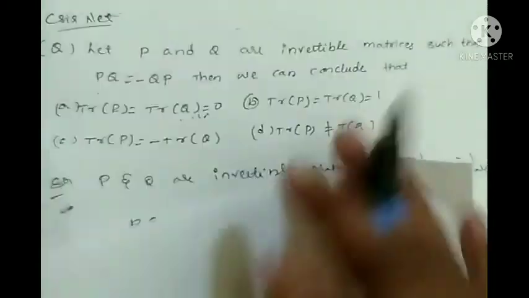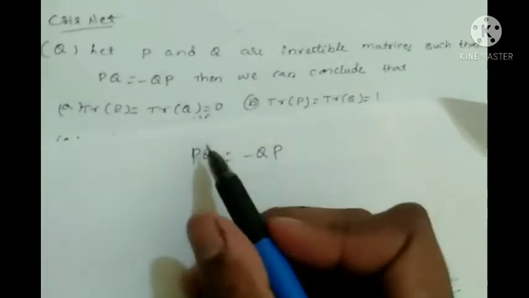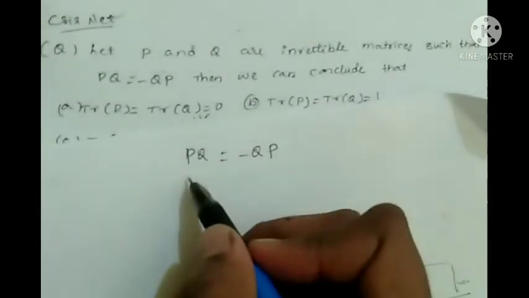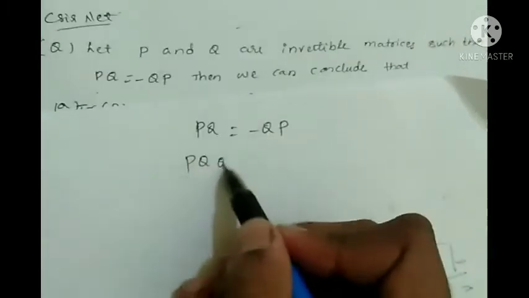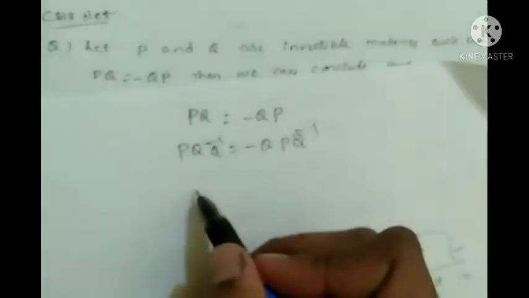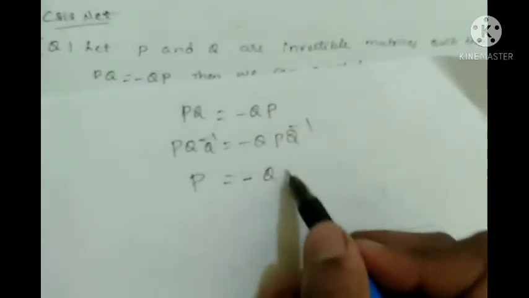Similarly we find the trace of P also. Here trace of Q is equal to 0. Then we check PQ is equal to minus QP. Now right multiplication of Q inverse, that is PQ Q inverse is equal to minus QP Q inverse. This gets cancelled, we get P is equal to minus Q into P Q inverse.